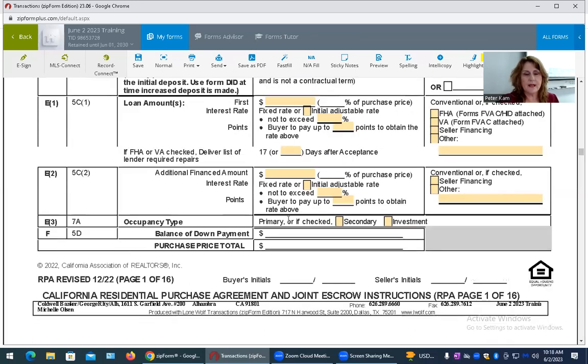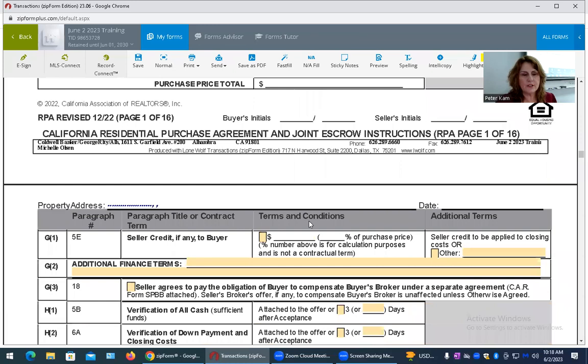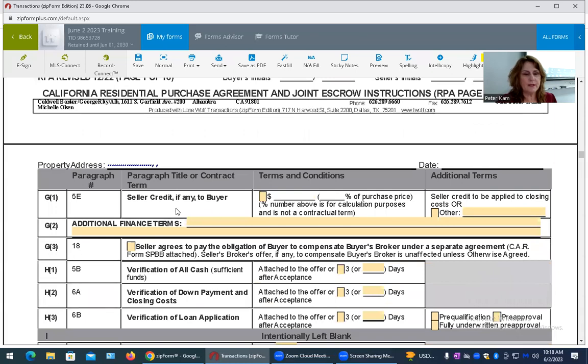And occupancy type, it defaults to primary. Make sure that you're reviewing with your buyer that it's not a secondary or investment home. Don't accidentally check them if it's not, because the interest rates could be higher. But at any rate, go over that. Make sure that this is their primary home. You would know that because you're working with them already. Okay. So are there any questions before we continue on? If you have any, speak up, put them in the chat box.